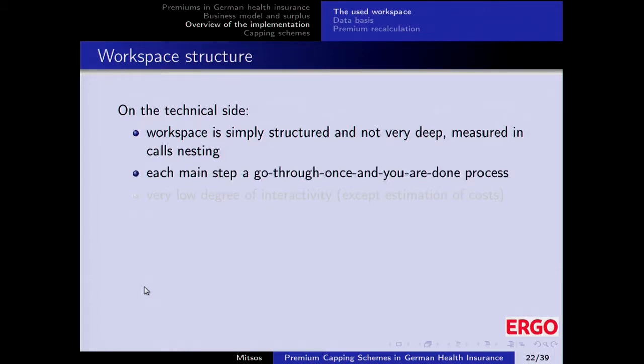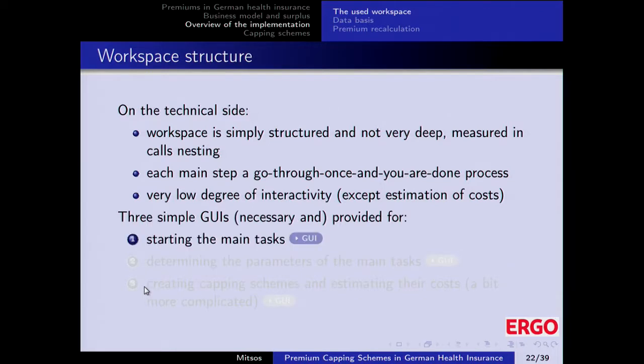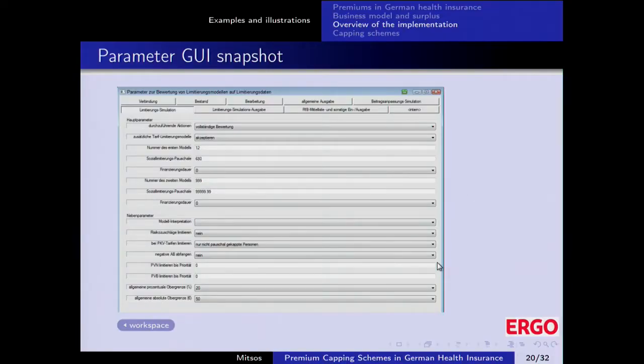Each of these main tasks is a process gone through once. This means there is a very low degree of interactivity in the whole thing, except the estimation of the cost. That's the only point where there is a GUI and where the user does something. There are three simple GUIs necessary and provided, of course, all in APLPlusWin. The one is this main GUI. Then there is a tedious and boring GUI for all the parameters you need.